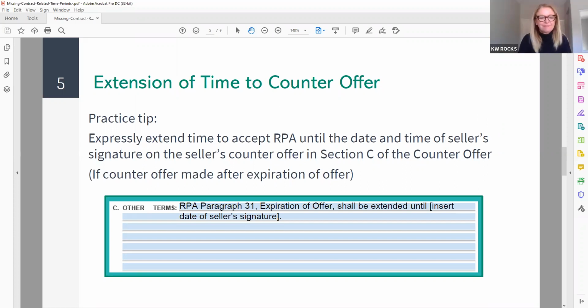Not at this time. Okay, perfect. All right, let's go ahead and continue on the extension of time.